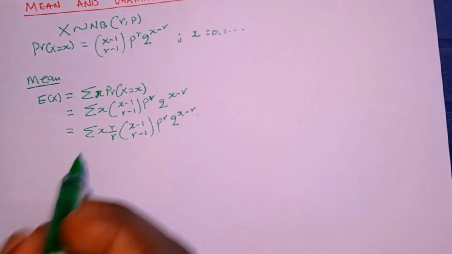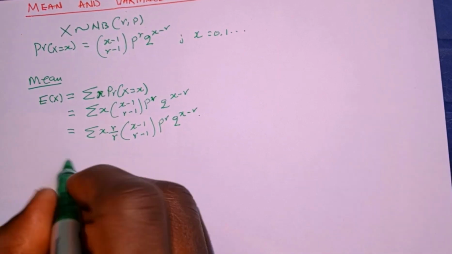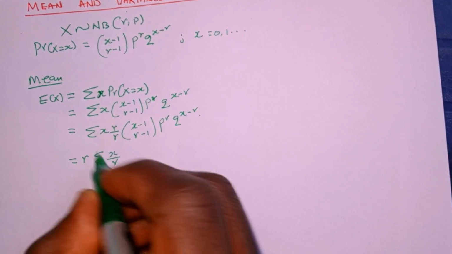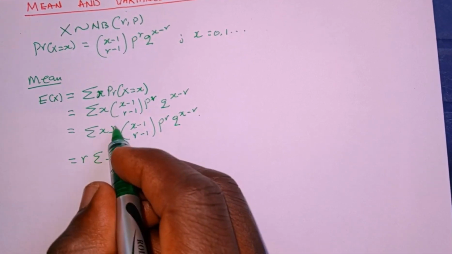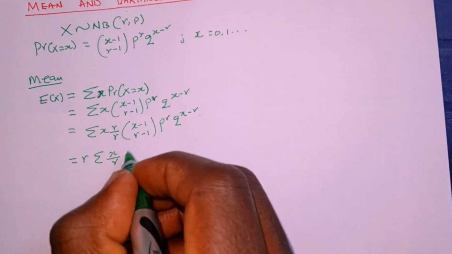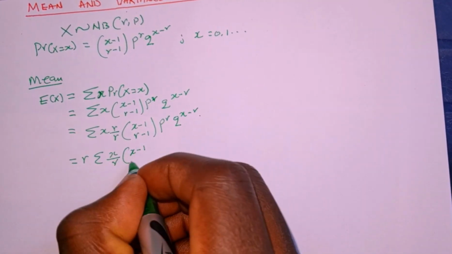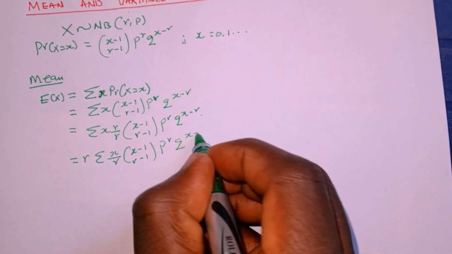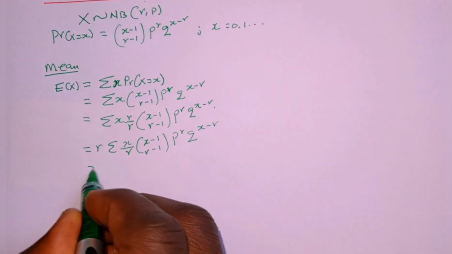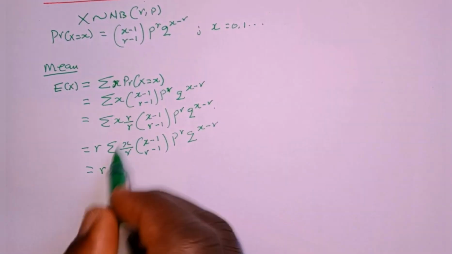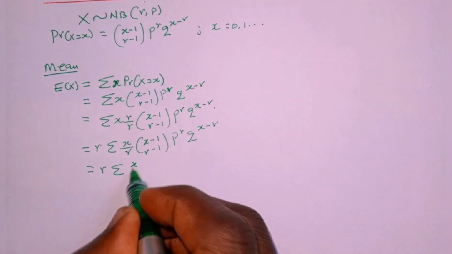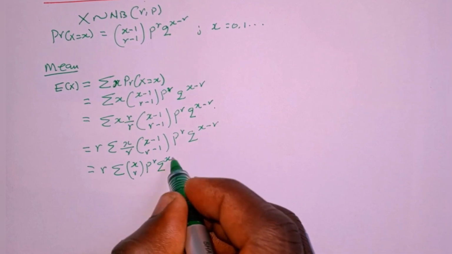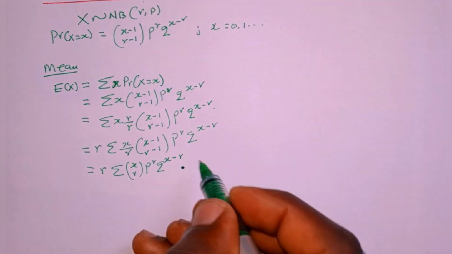The next thing we're going to do is to take one of the r out. We take this r out. It's going to be r times the summation of x over r, because if you take this one out, it will be 1 here. x multiplied by 1 will be x over r, open bracket, x minus 1 combination r minus 1 into p raised to the power of r, q raised to the power of x minus r. If you simplify the whole of this, it is going to give us r times the summation of x combination r, multiplied by p raised to the power of r, q raised to the power of x minus r.